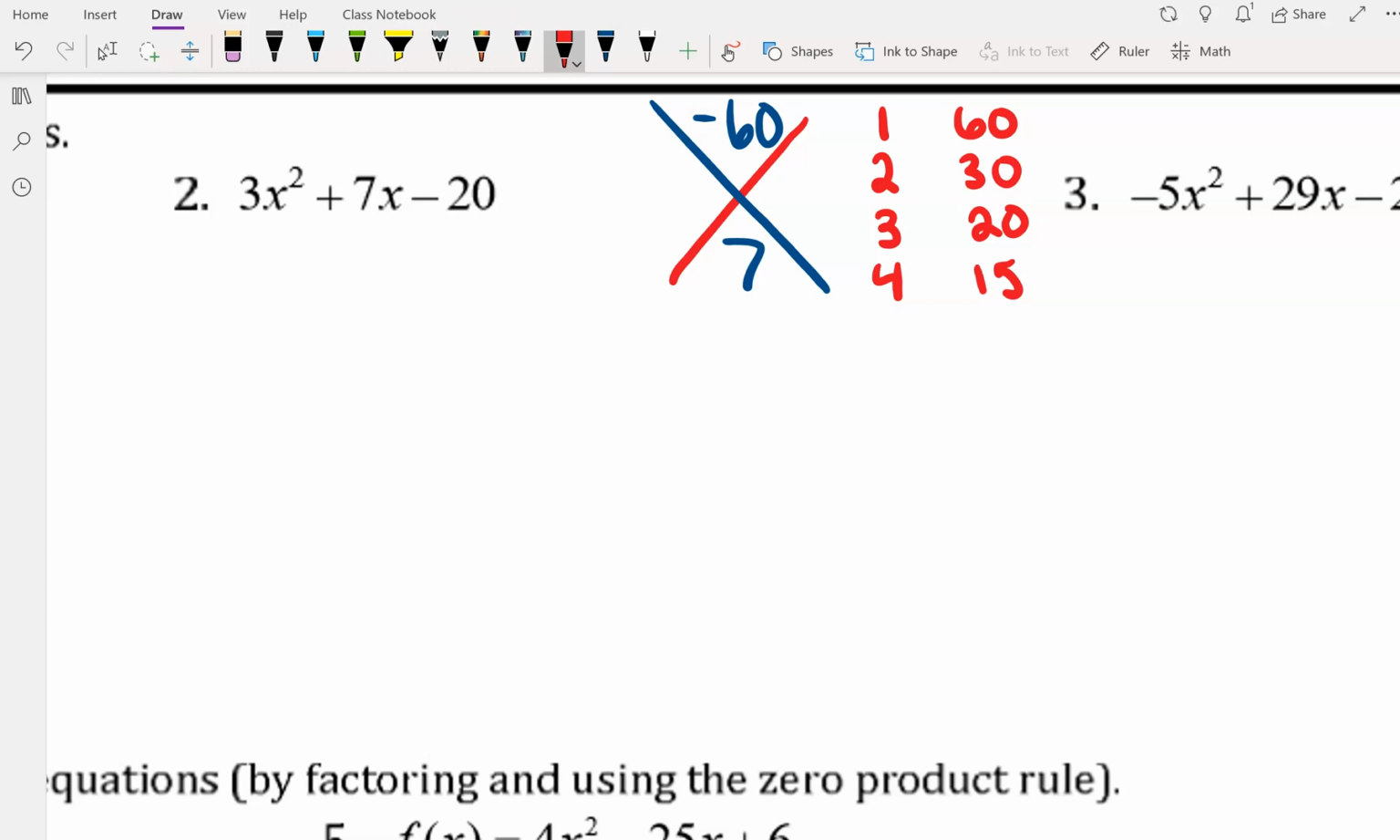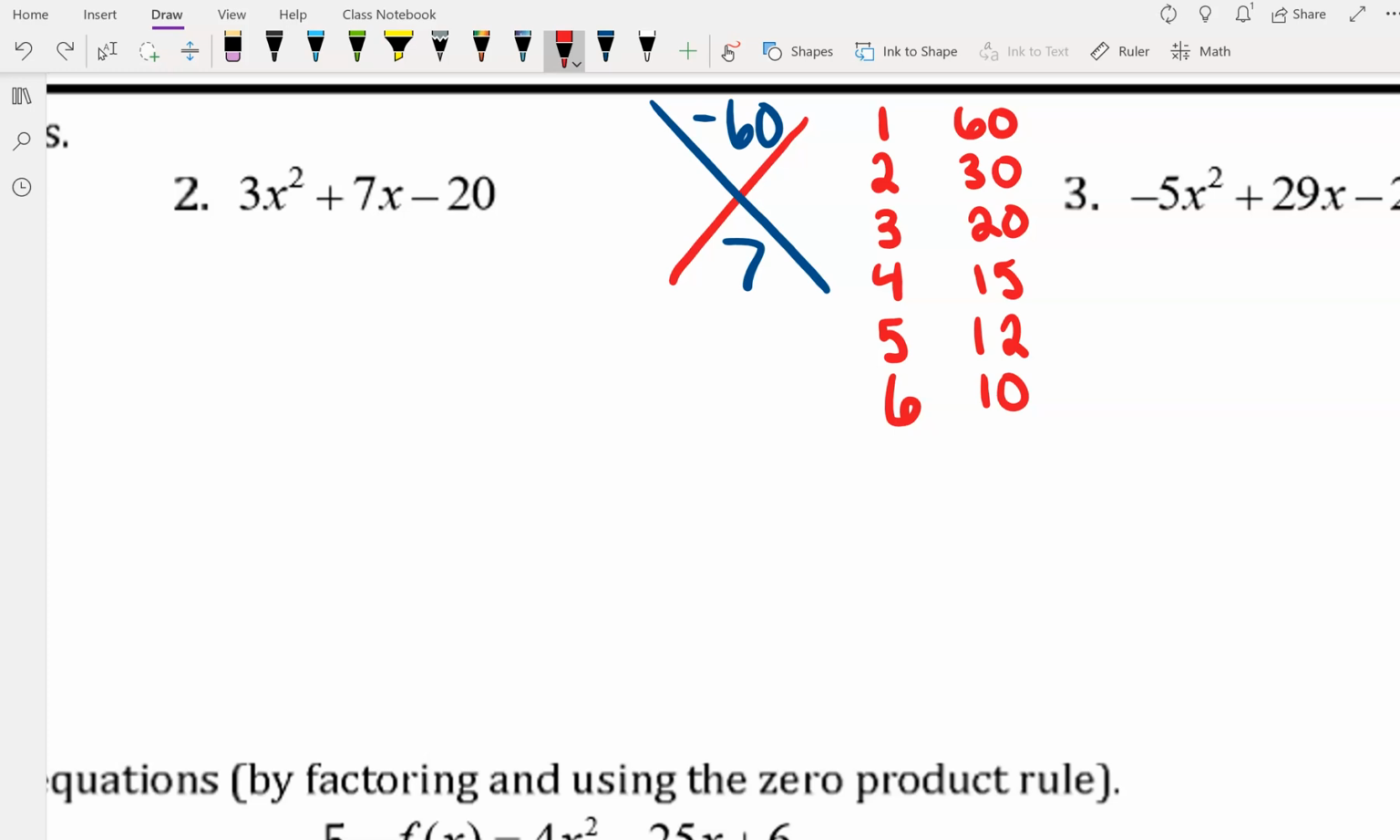5 goes in. That's going to be 5 and 13. No, sorry, 5 and 12. 6 goes in. That's going to be 6 and 10. 7 doesn't go in. 8 doesn't go in. 9 doesn't go in. 10 goes in, but I already have 10, which means I'm done.